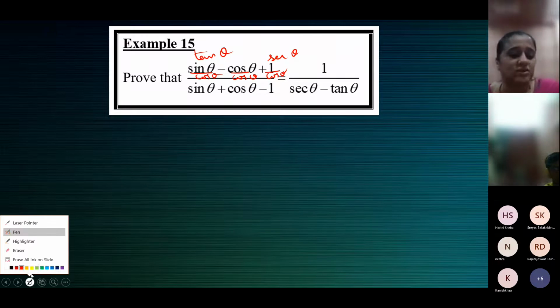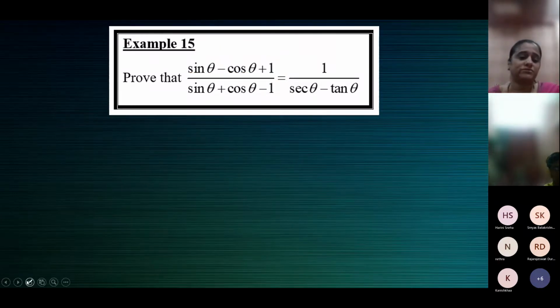Do you all understand that, children? Say yes or no. Yes. So, very nice. So that is the first step. We divide the numerator and denominator by cos theta.